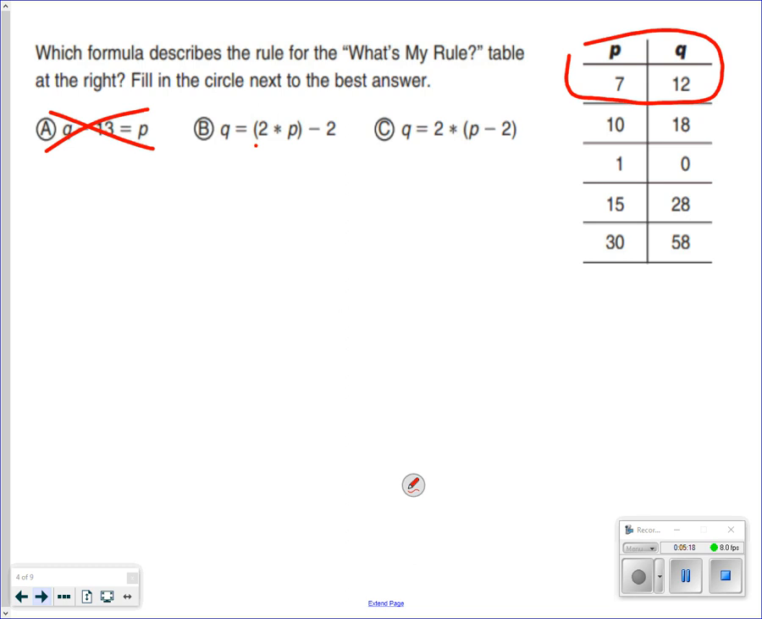Q, which is 12, equals 2 times 7 minus 2. 12 equals, this would be 14 minus 2, which is 12. That works. Let's try the next one.